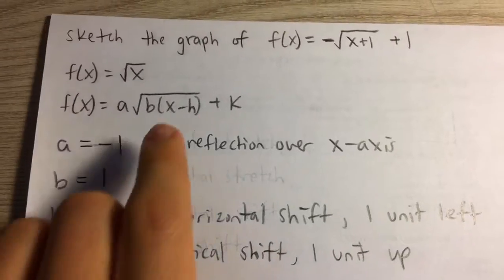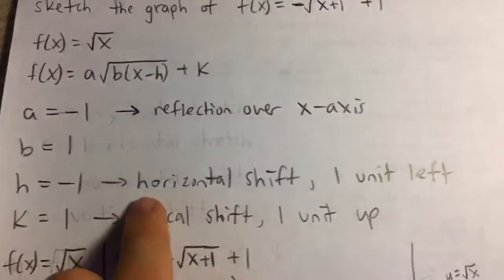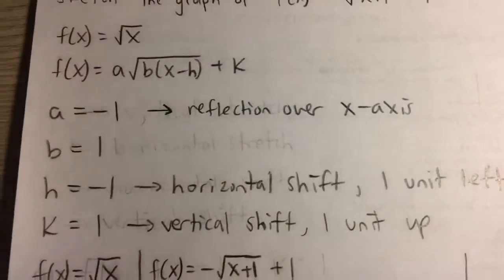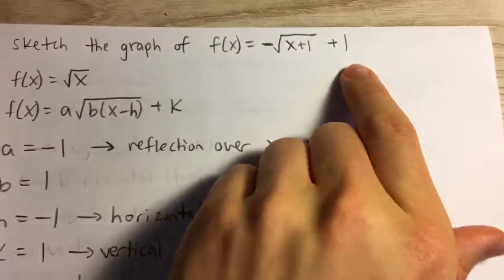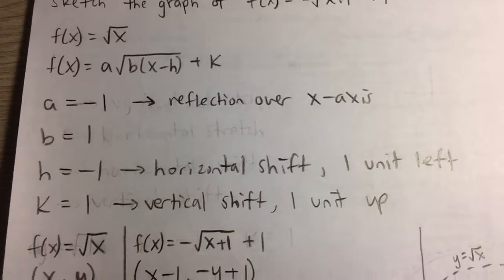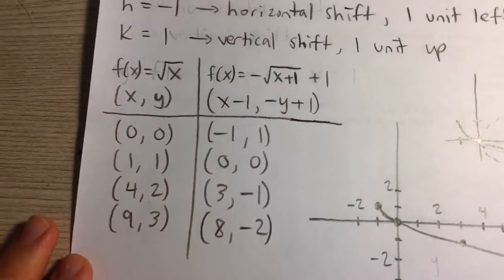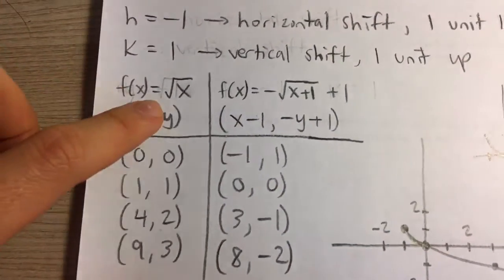h is -1, because x minus -1 gives me x plus 1. And so it's a horizontal shift 1 unit to the left. And k on the end here is +1, so it's a vertical shift in the positive y direction, which means 1 unit up.